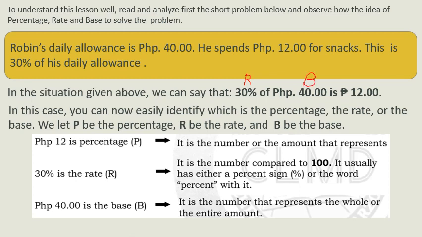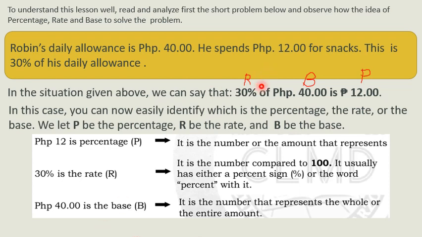And syempre, meron na tayong base at saka meron na tayong rate. So, ano na lang nawawala? So, yung percentage. Ito yung part ng full. So, ang 12 pesos ay parte ng 40 pesos. So, dito yung kinuha. Sa 40 pesos, yung 12 pesos na yon. So, ito po yung ating percentage, yung ating P.